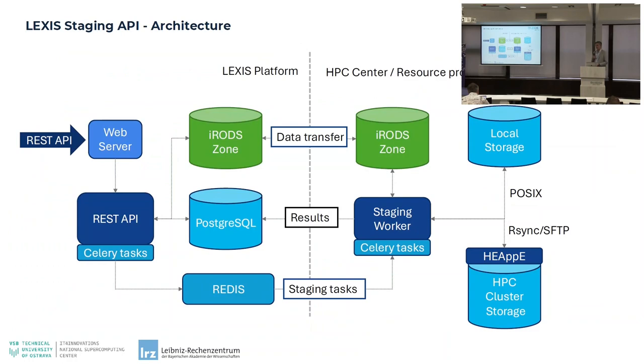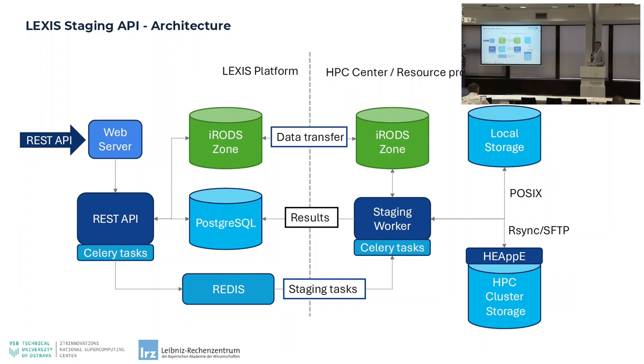Now something about the staging API, how it works. Basically this right part here is the part which is usually deployed on a target HPC center. The center has to deploy this staging worker, which is basically a Celery worker, for those of you who know the Python ecosystem. And optionally, the HPC center can also deploy an iRODS zone, and this is used as a main channel to transfer the data between different locations. But optionally the staging worker can also connect directly to remote iRODS zones and leverage the parallel data transfers the iRODS protocol offers. And then the staging worker also talks to the HEAppE and facilitates the movement of the data between these external locations and the HPC cluster storage using the typical interfaces which are available, like rsync, SFTP, SCP, and so on.